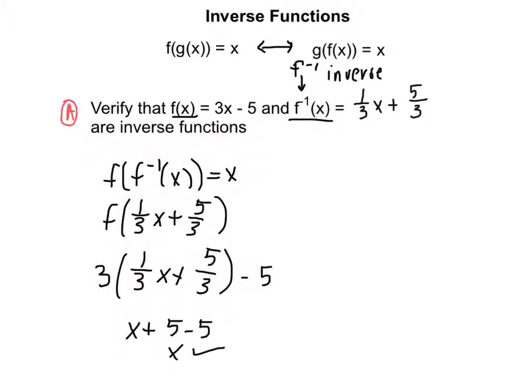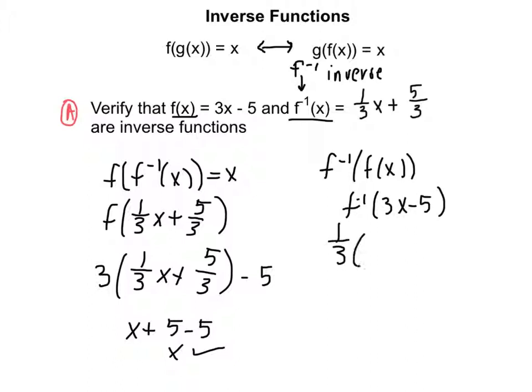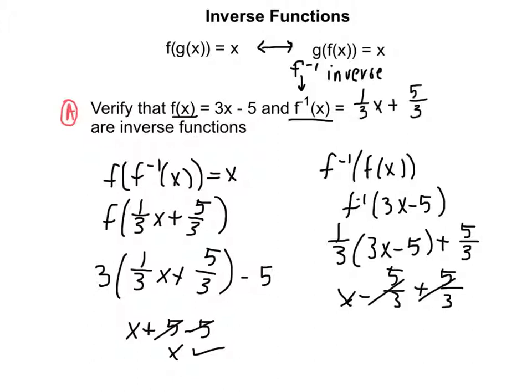Now if we do the same thing for the other side, instead we have the inverse of f of x. We have the inverse of 3x minus 5. Therefore we have 1/3 times 3x minus 5 plus 5/3. X minus 5/3 plus 5/3, these cancel out just like these did, and we get x. So we verified that these two functions are inverses of each other.